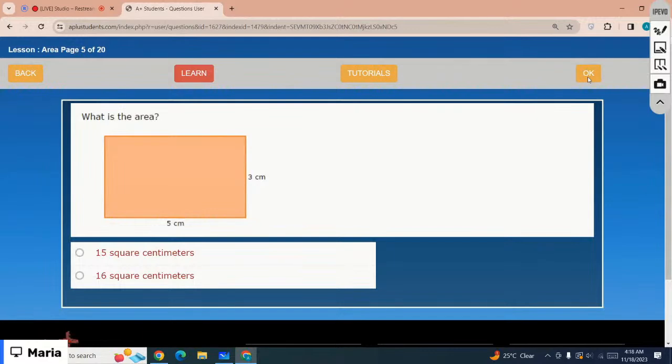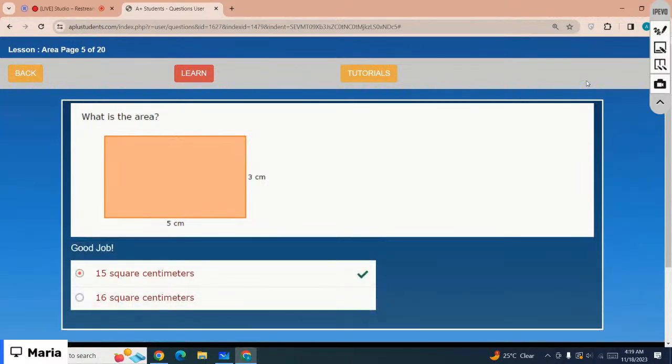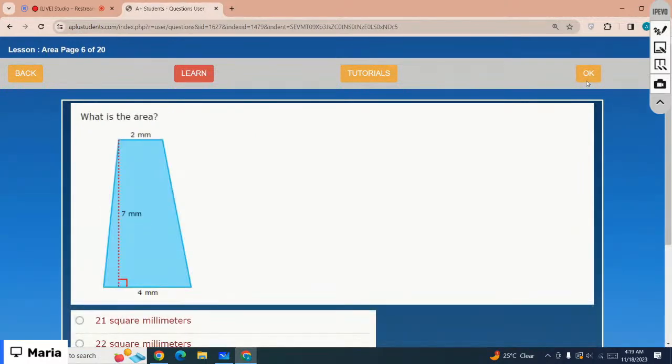What is the area? Which is the correct option? Very good. The correct option is 15 square centimeters. What is the area? Which is the correct option? Trapezoid it is.